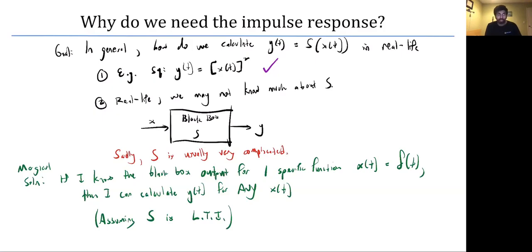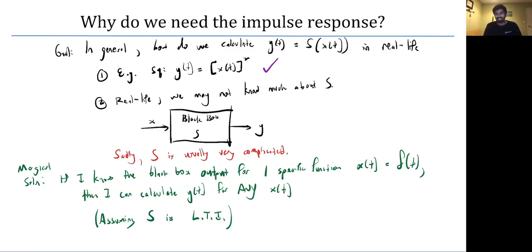the black box output for one specific function, that is, if I know how the system is going to respond to a delta, then I can calculate the output for any x of t. It's kind of really hard to show how magical this fact is, right? If I could not do this, I would need to hire like 100 optical scientists in my self-driving car example to go and tell me how every piece of dust or noise or sensor artifact is going to manipulate my output.